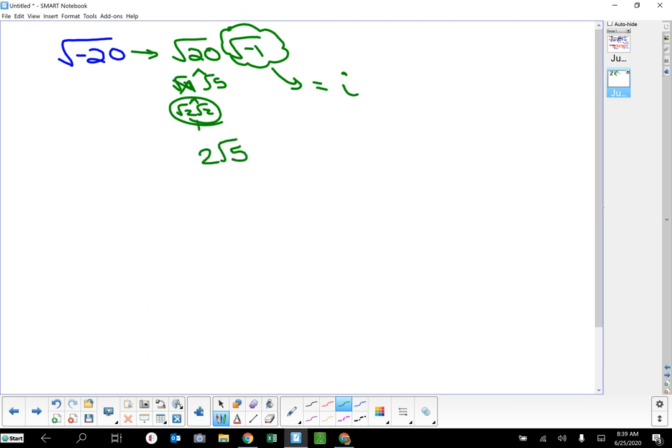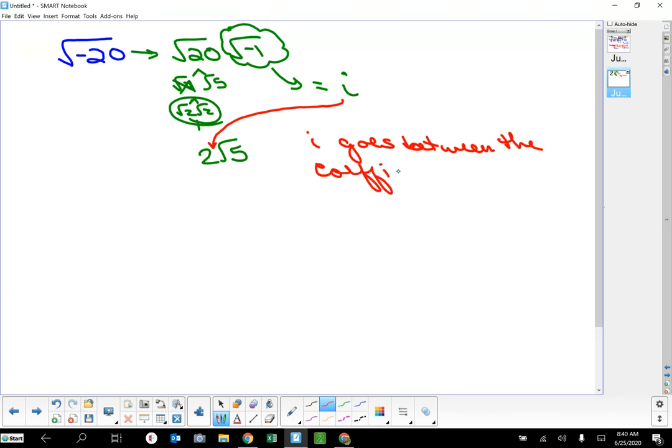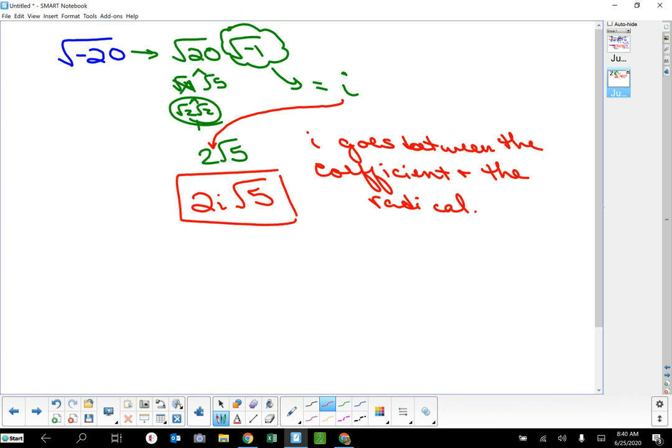And if you have an i in there, that gets stuck in between the coefficient and the radical. So the i goes between the coefficient and the radical when you write your answer. Okay, so this will look like 2i radical 5. That's how that will look. All right, and there's a couple that they throw at you. If there's a coefficient out in front, you would just keep the coefficient. This would then become a 4, right? I mean, you treat it exactly like all the other stuff that you did.